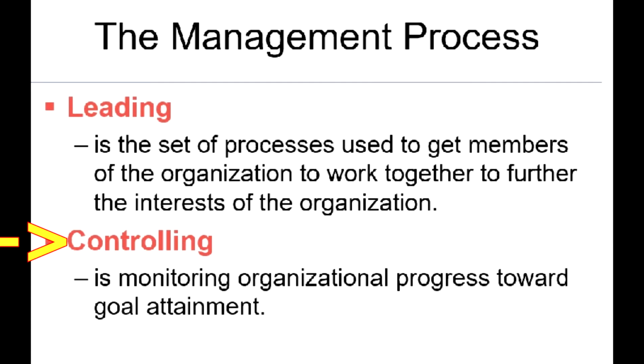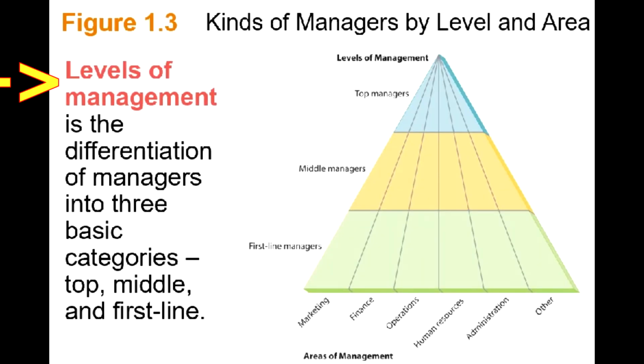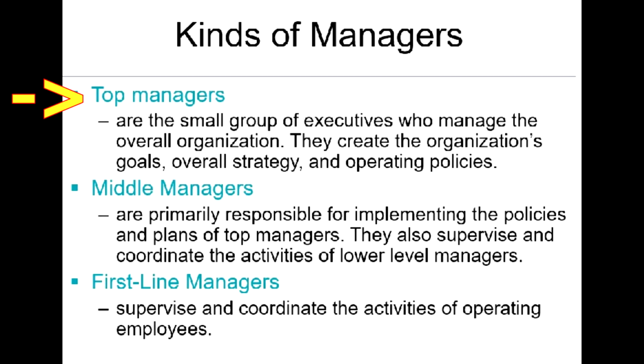Controlling is monitoring organizational progress toward goal attainment. Levels of management is the differentiation of managers into three basic categories: top, middle, and first line. Top managers are the small group of executives who manage the overall organization. They create the organization's goals, overall strategy, and operating policies.